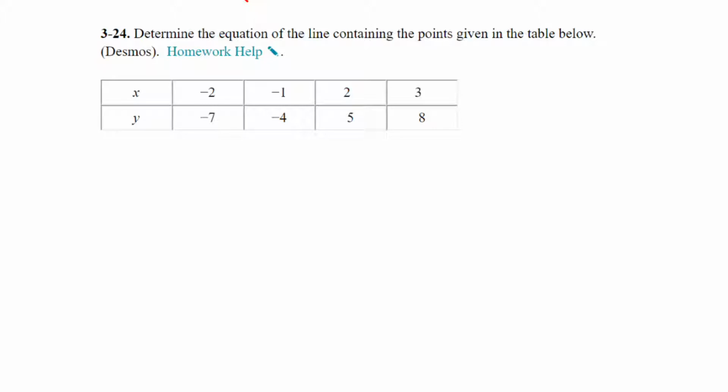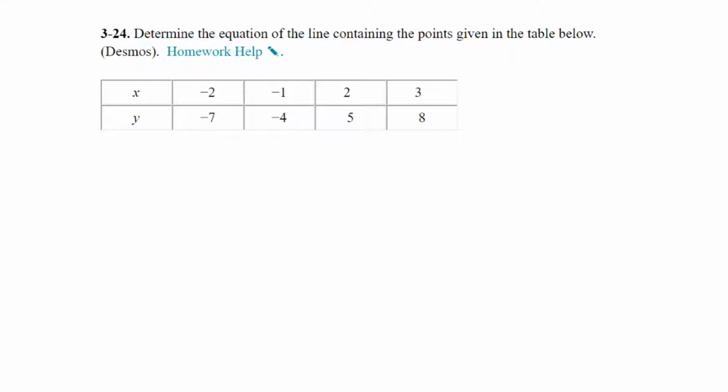Alright, and our last one here, we have 3-24. Determine the equation of the line containing the points given in the table below. Now this is a problem that we did back in Chapter 2, but we didn't test on it in Chapter 2, so this is something that we're potentially looking at for a Chapter 3 as one of our checkpoints. So determine the equation of the line.